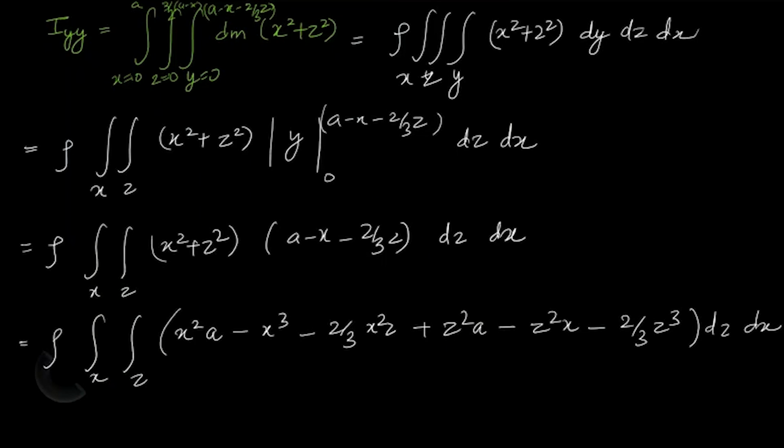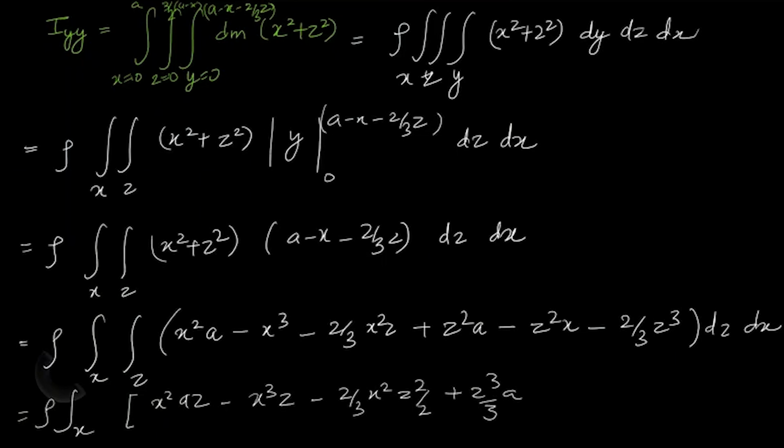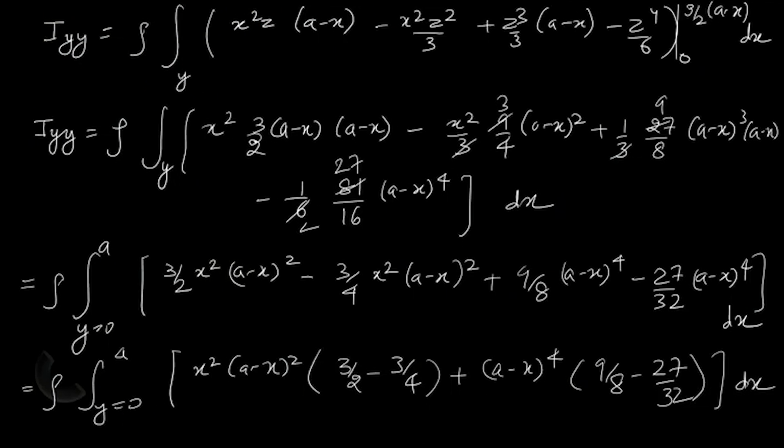So now integrate with respect to z. So this will be rho x. So the integration is x square az minus x cube z minus 2 over 3 x square z square over 2 plus z cube over 3a minus z cube over 3x minus 2 over 3 z^4 over 4. So our IYY will be equal to this. So we can substitute for 3 by 2 and solve it.